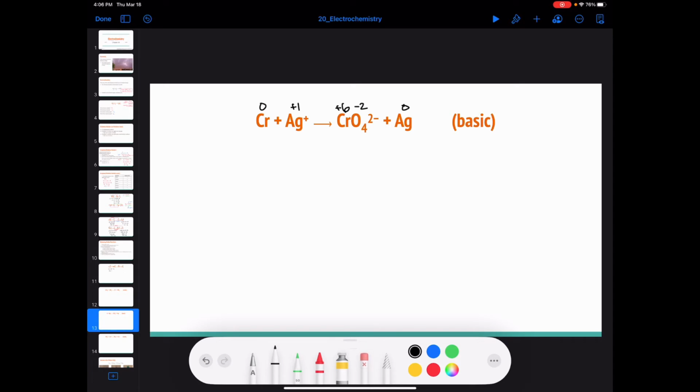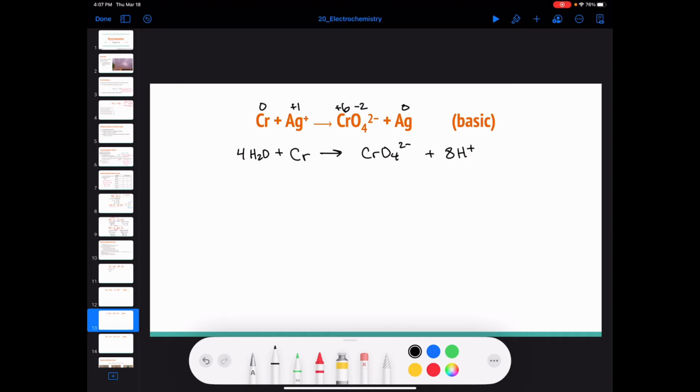Okay, so now let's split these up. We've got chromium turning into CrO4 2 minus. Our chromiums are already balanced. Let's go ahead and add 4 water molecules on the left-hand side, which then of course means that we need to add 8 hydrogen ions on the right.